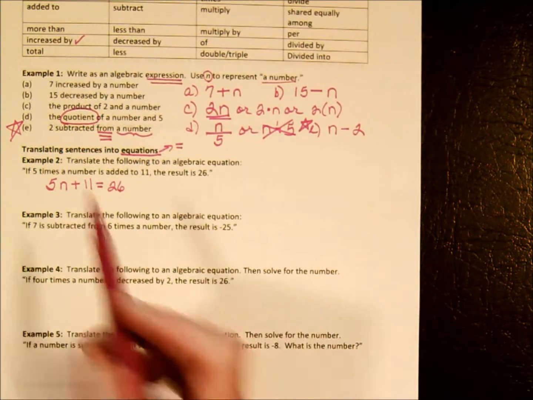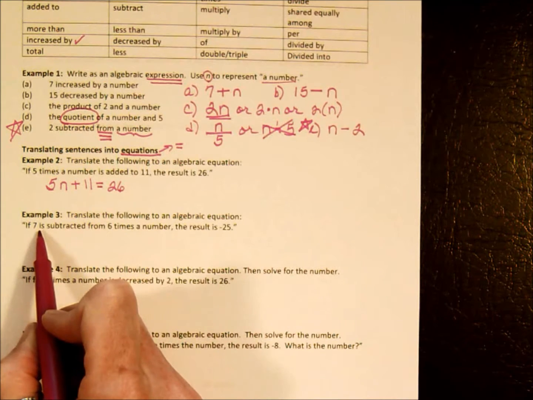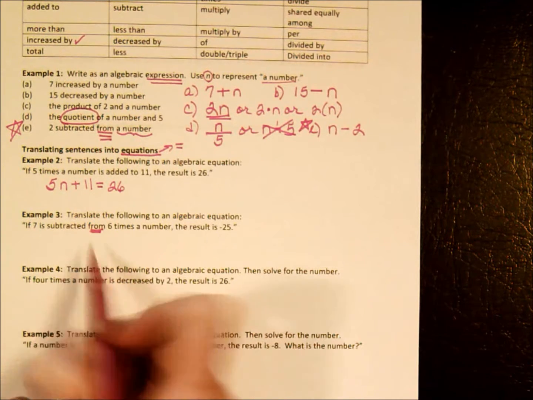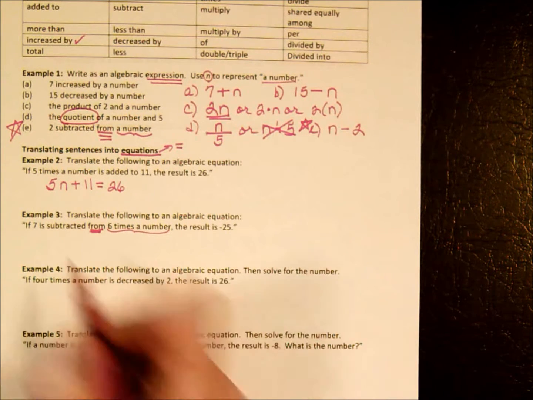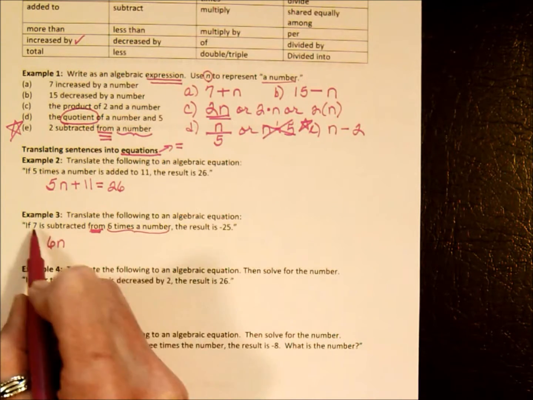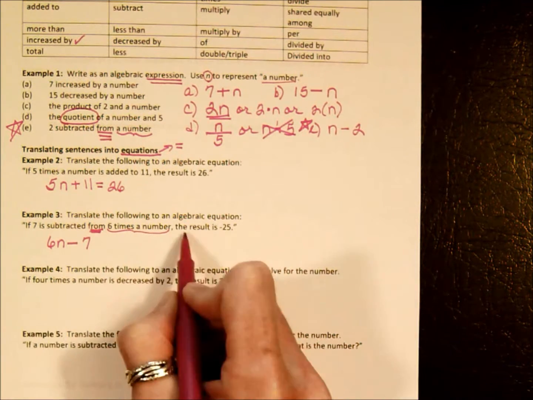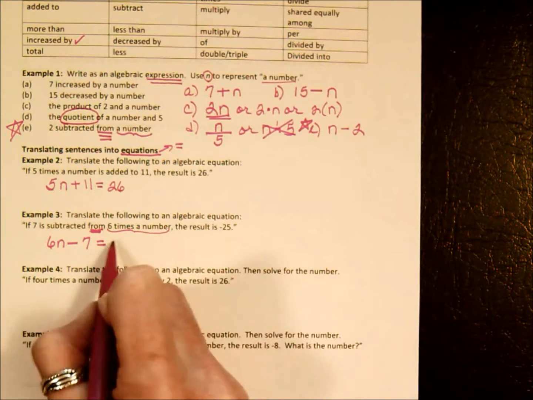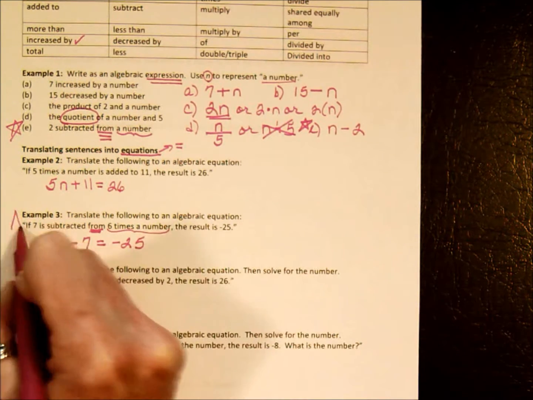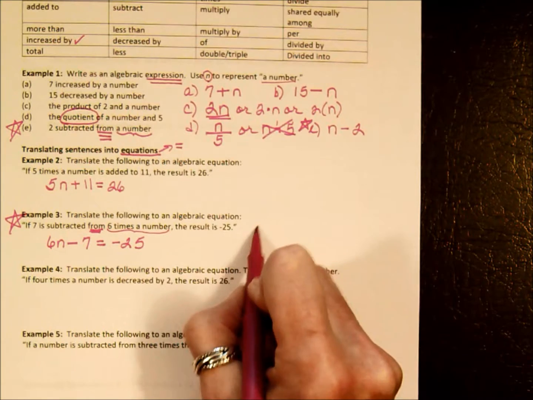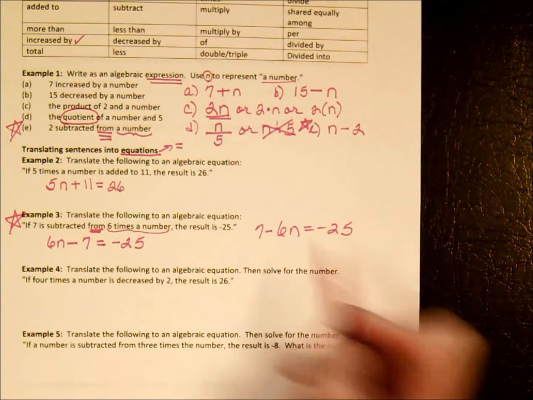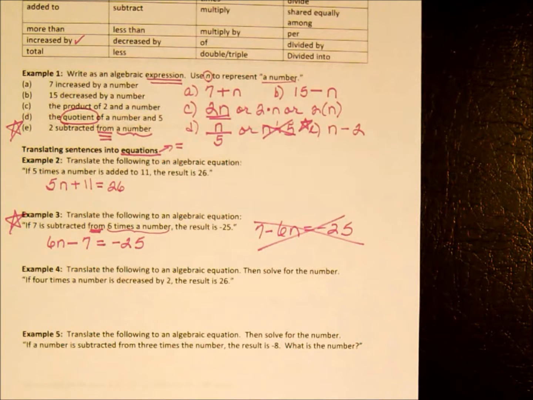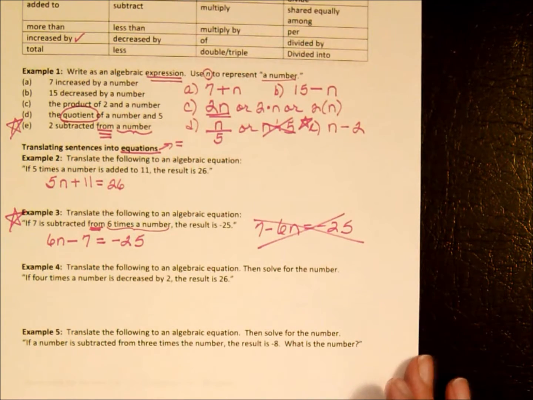Look at number 3. If 7 is subtracted from, there's that from word again, so I know that what comes after has to come first. 6 times a number, and then we subtract 7 from that. The result is negative 25. So another one that's easy to mess up, because if you write 7 minus 6n equals negative 25, you are definitely not going to get the same result. That doesn't work. That's not really what it says. So think about what it means.